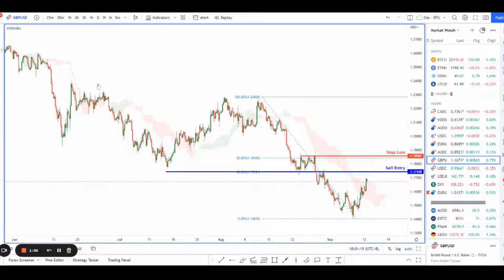So we're looking to play a reversal from here, just to about this level here, where the previous double bottom breakout happened. So we're going to play a move down to here.